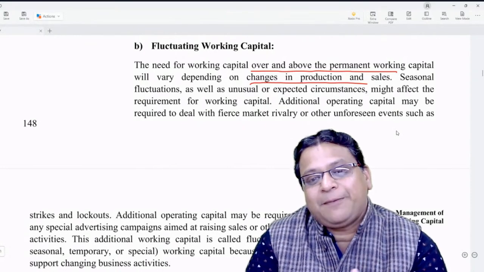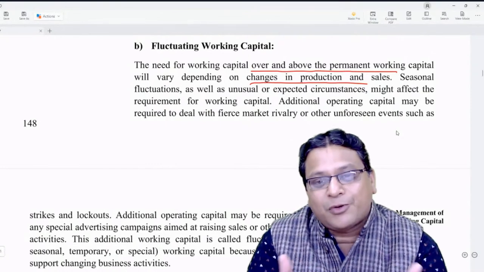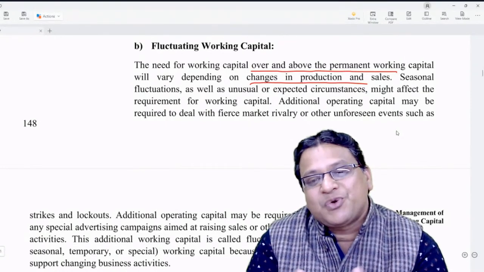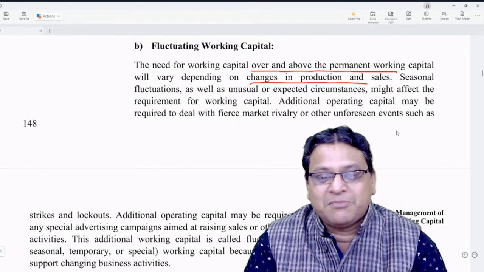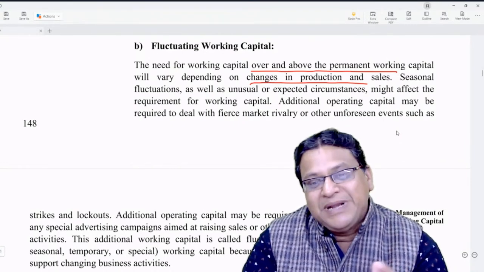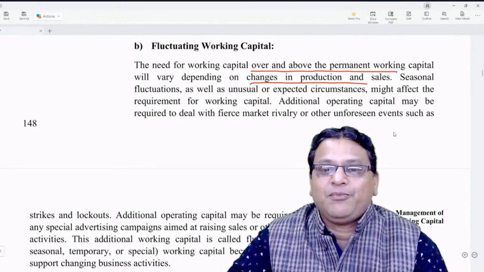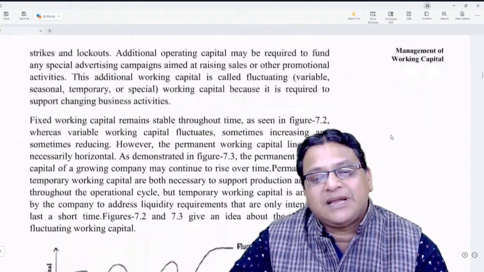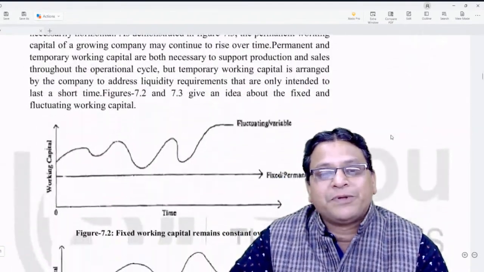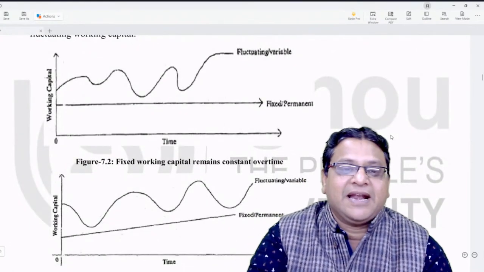But fixed working capital is permanently blocked. But temporary working capital or fluctuating working capital is required to meet some special exigencies, to meet some special occasions, to meet the seasonal demand. Hence, fluctuating working capital is required for a short period of time, whereas fixed working capital is required for a long period of time. If we can represent it in a diagram.